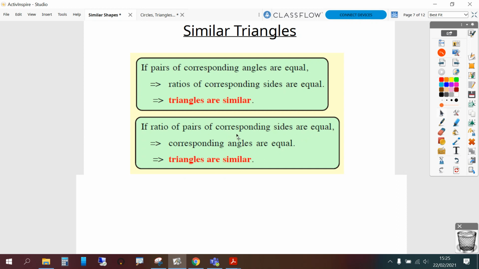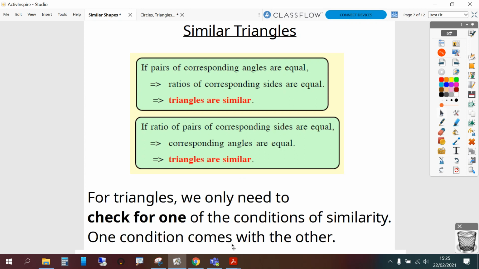So what this is saying is, if we get an enlargement or reduction scale factor for each pair of sides being the same all the way around, that means that the angles are going to be the same inside the shape, and therefore the triangle is similar. So to summarise that, for triangles, we only need to check for one of the conditions of similarity. One condition comes with the other for triangles.